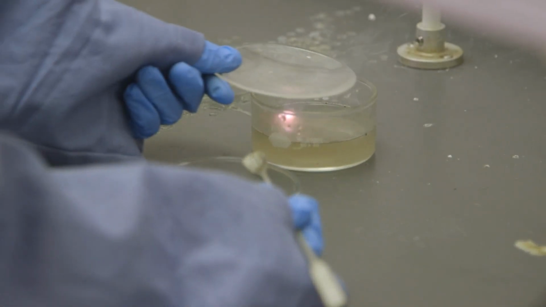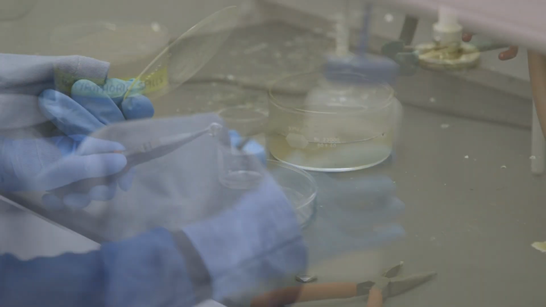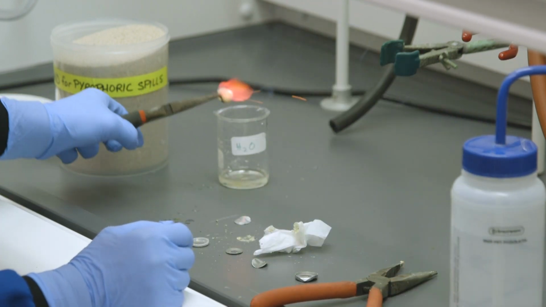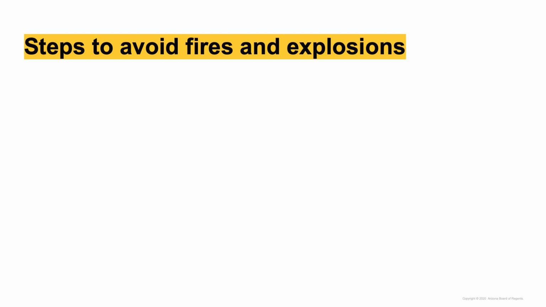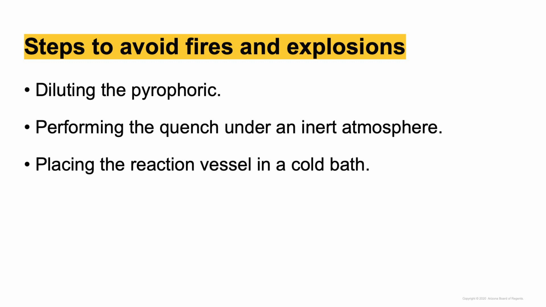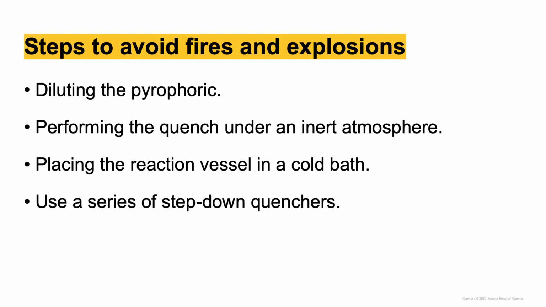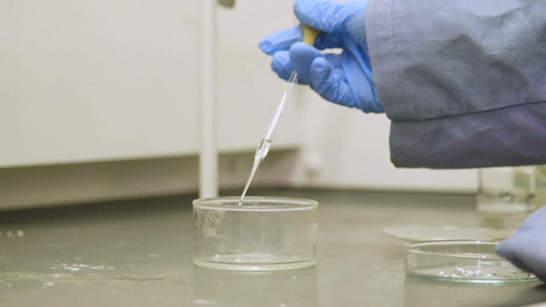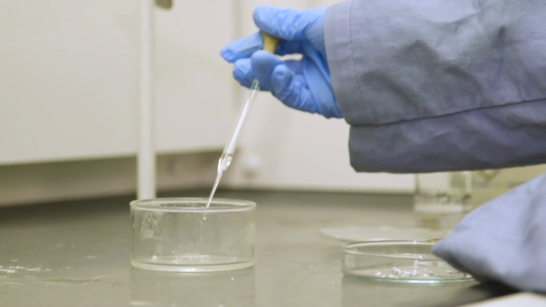Use caution during the quench of any reactions or unused pyrophoric reagent. The quench itself can release too much energy at once, particularly for the highest energy pyrophorics. Steps to avoid fires and explosions during the high-risk quenches include diluting the pyrophoric, performing the quench under an inert atmosphere, placing the reaction vessel in a cold bath, and using a series of step-down quenches to more gradually lower the energy of the pyrophoric.